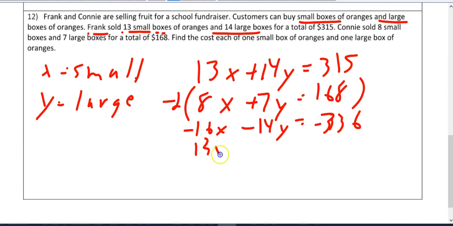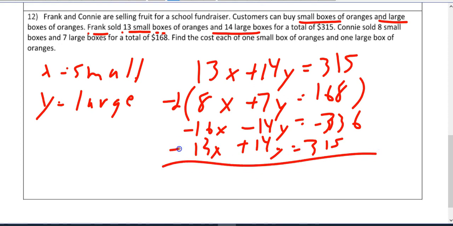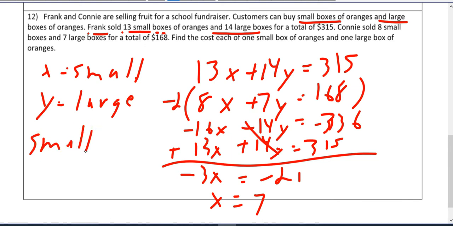So I'm going to bring the 13x down, the 14y down, and the 315 down, and add them together. This is going to give me -3x, that cancels, equals... now remember I'm going to be subtracting, getting a negative here, and that's okay, because I got negative divided by negative, so x is 7.